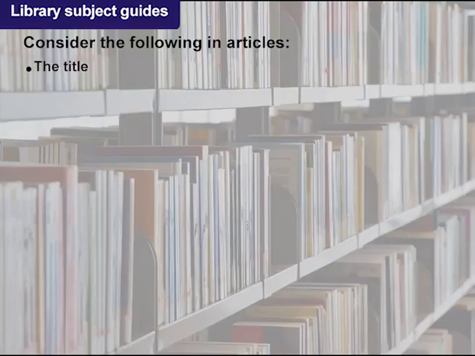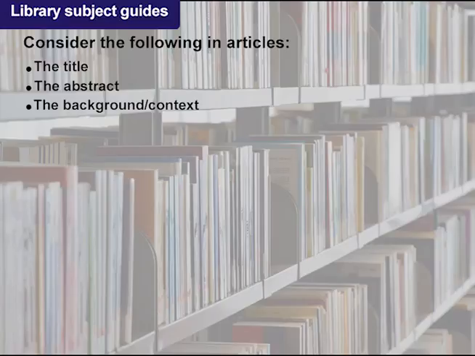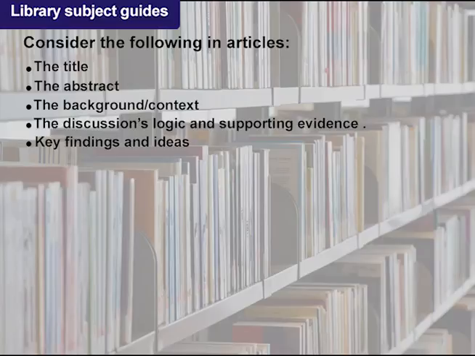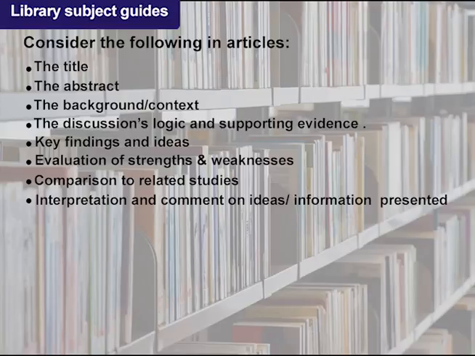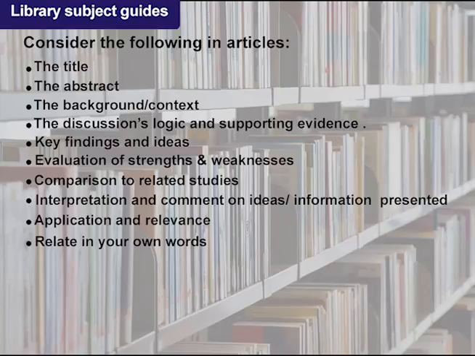Review the title, the abstract, the background or context, the discussion's logic and supporting evidence. Consider the key findings and ideas. Evaluate the strengths and weaknesses in the discussion. Compare the article to related studies. Interpret and comment on ideas and information presented. Apply this and show how relevant the subject matter is to your literature review. And finally, ensure that you relate all of this in your own words.